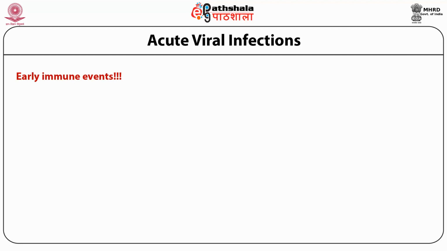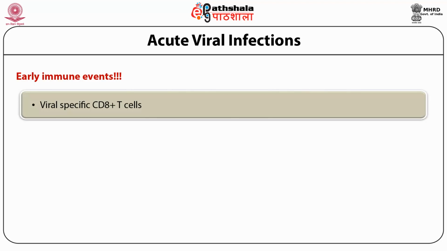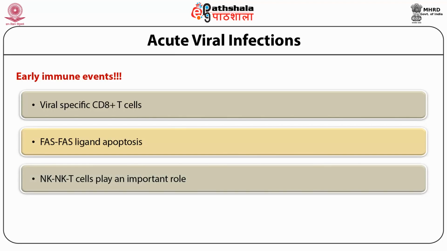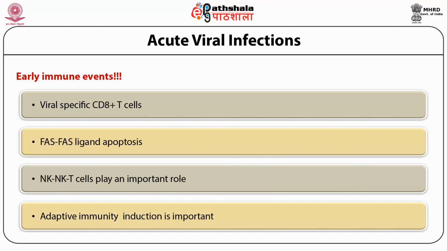In the early immune events, viral specific CD8 T cells are deteriorated and influenced. Fas ligand leading to apoptosis is disturbed. The NK and NK T cell ratio, which plays an important role, is disturbed. And certainly adaptive immunity induction is important to clear acute viral infections. If these four parameters are disturbed, viral infection will persist and it will become chronic.